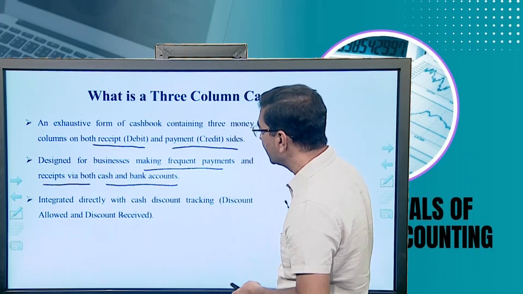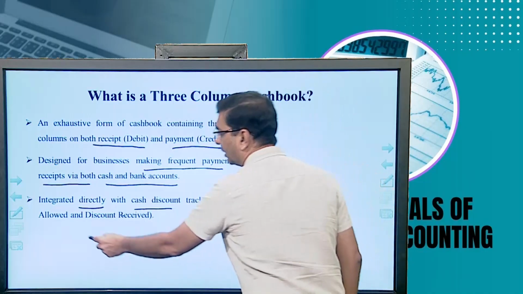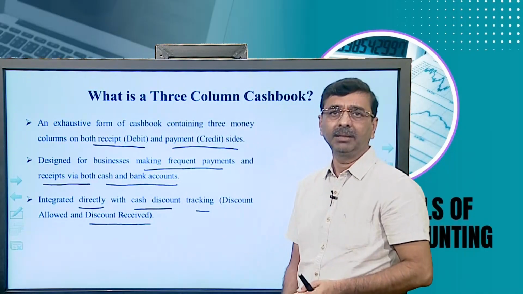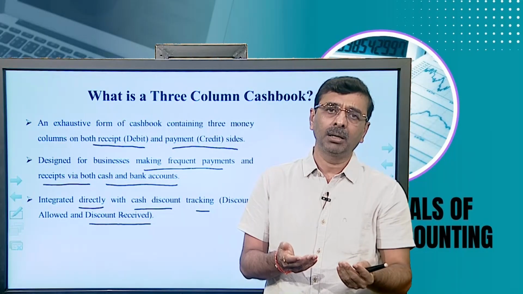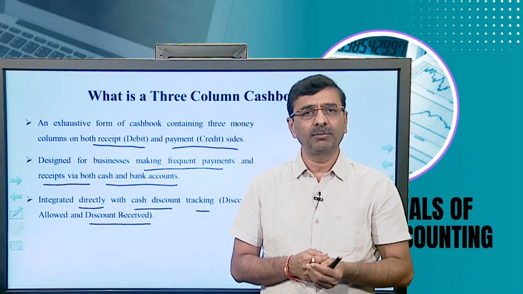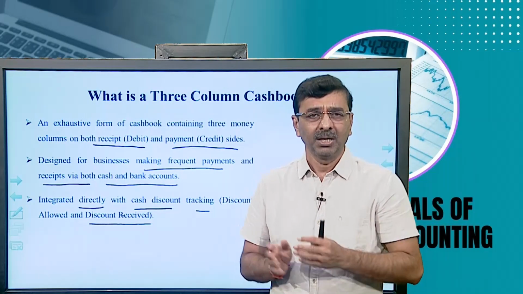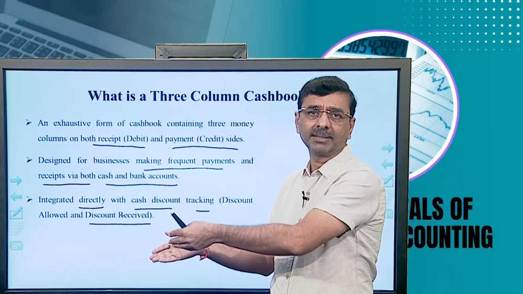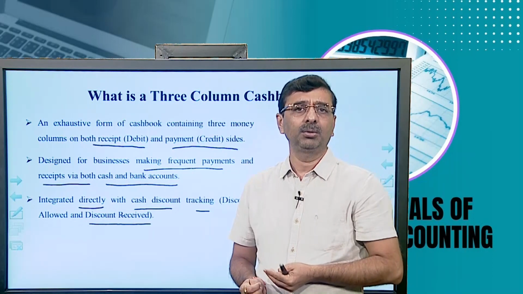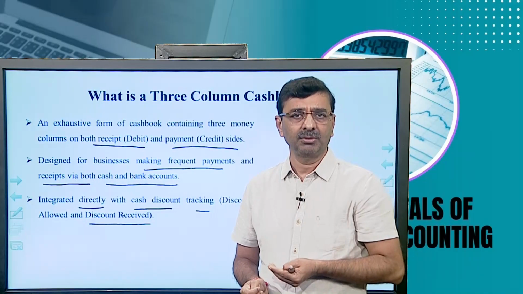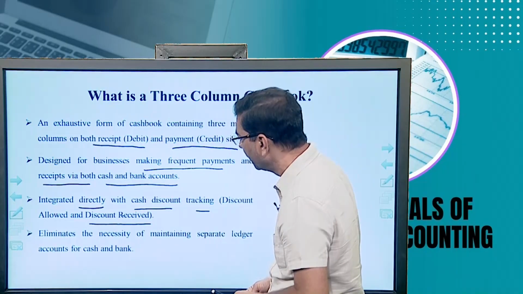Another important thing is that it is integrated directly with cash discount tracking, both discount allowed and discount received. In any payments and any amounts received, if a discount is received or allowed, it is recorded along with the transactions in the discount columns on each side, and you will be able to understand how much total discount received and discount allowed were recorded in the books.